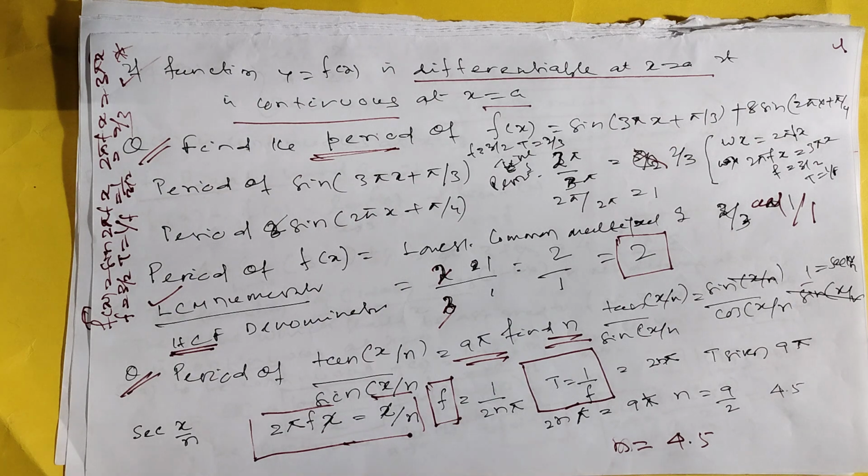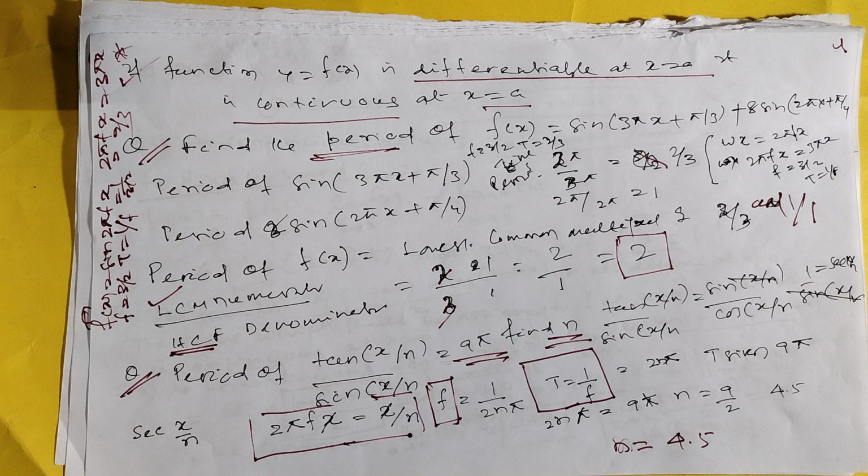Find the period of f of x is equal to sin(3 pi x plus pi by 3) plus 8 sin(2 pi x plus pi by 4). Here w x is equal to 2 pi x, so 2 pi f is equal to... here, as per the example, 3 pi x. So f is equal to 3 by 2. So T is equal to the inverse of f, which is 2 by 3. Accordingly, make the LCM of the denominators, and the answer will come 2.